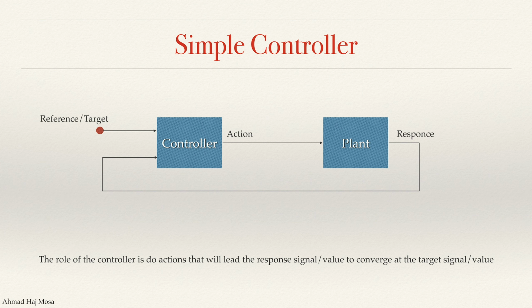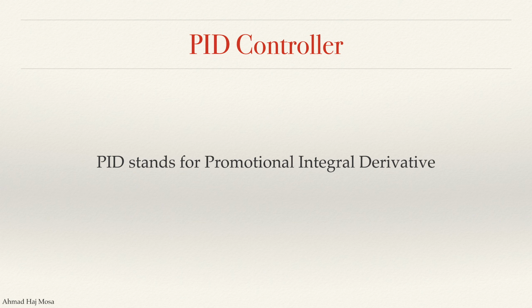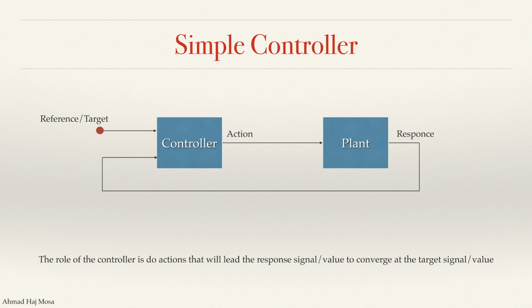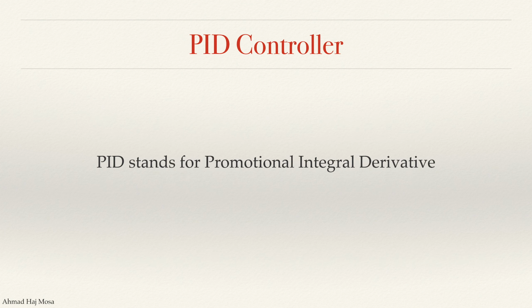So the controller's role is to take actions that would lead the response signal to converge at the target response or signal value. We'll talk about one type of control system, which is one of the most common because it's simple, it's easy to interpret, and it's also easy to check the stability of the system. This is the PID controller, and it stands for proportional, integral, and derivative controller. We'll talk about the three parts.